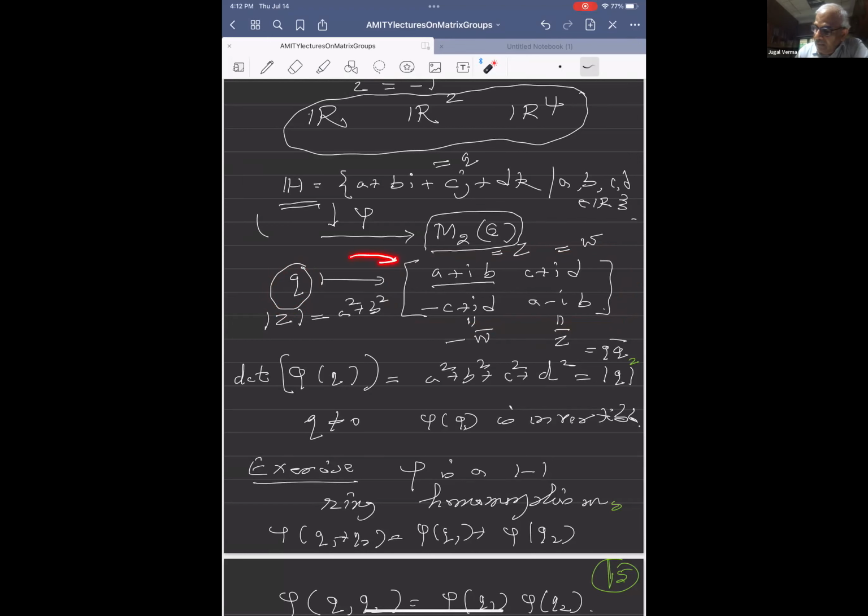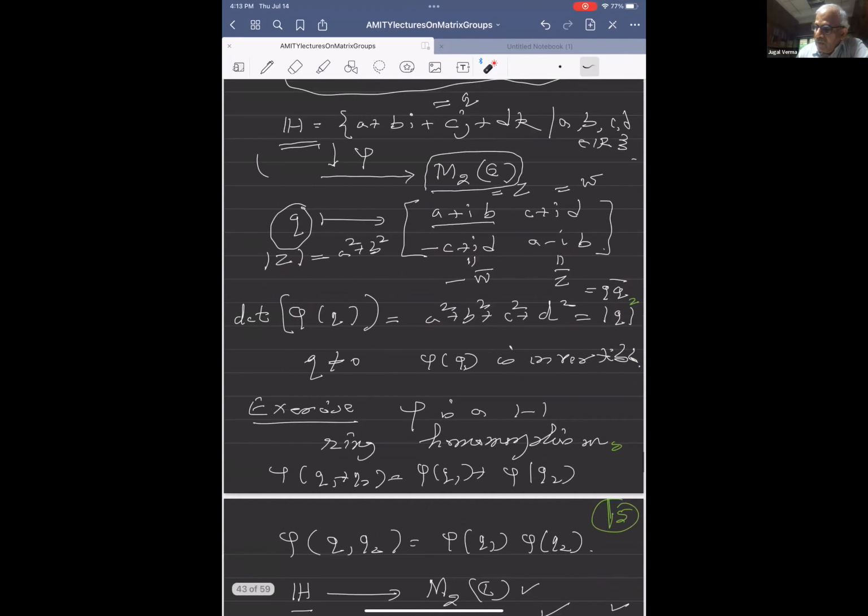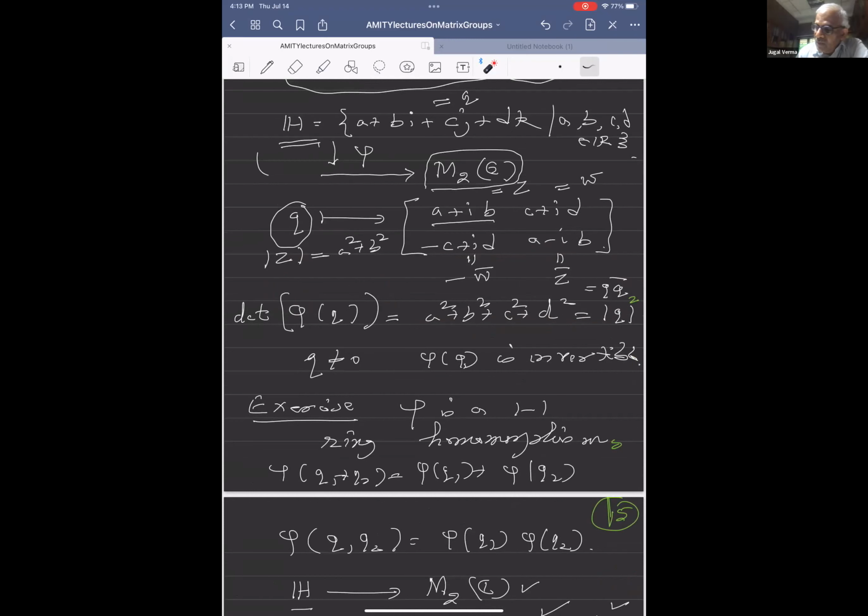And since the determinant of a product is the product of determinants, this map phi is a ring homomorphism. It preserves addition and multiplication. And so this phi is also an injective map. Two distinct quaternions go to two distinct matrices under this correspondence. So it's an injective map.